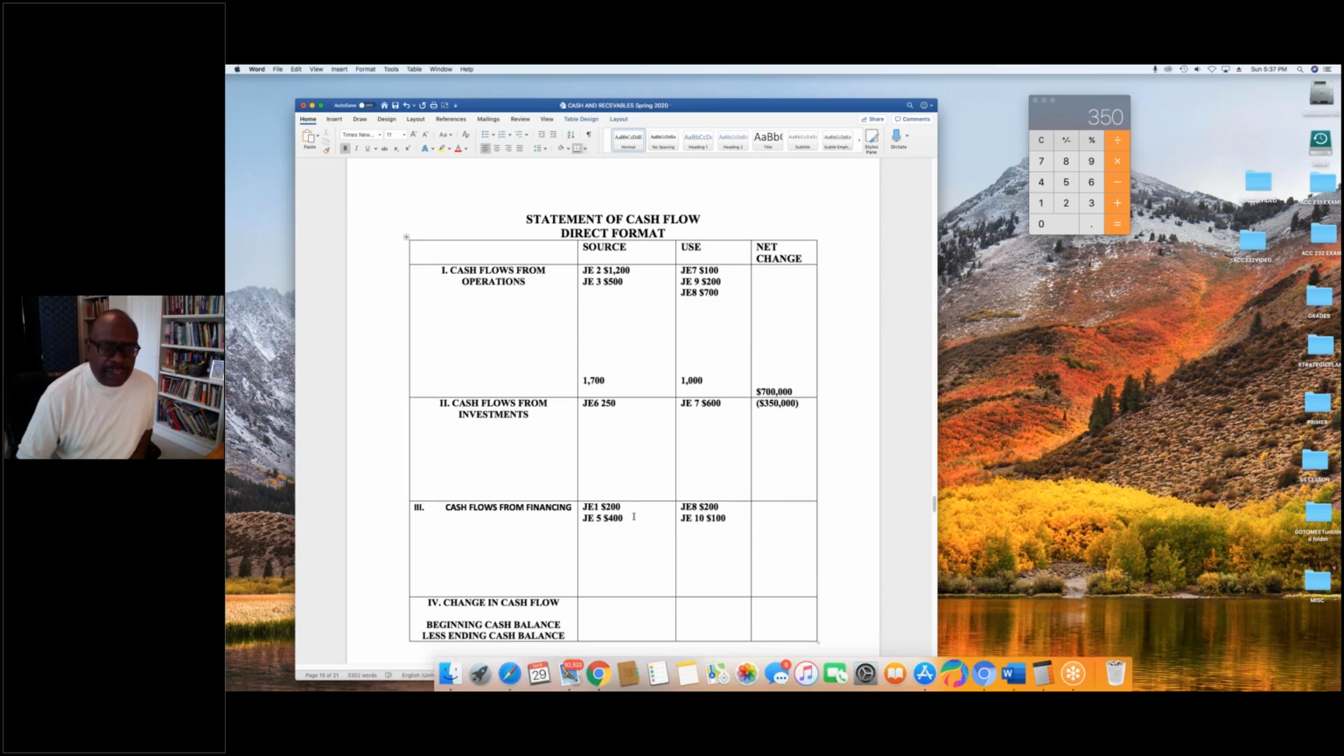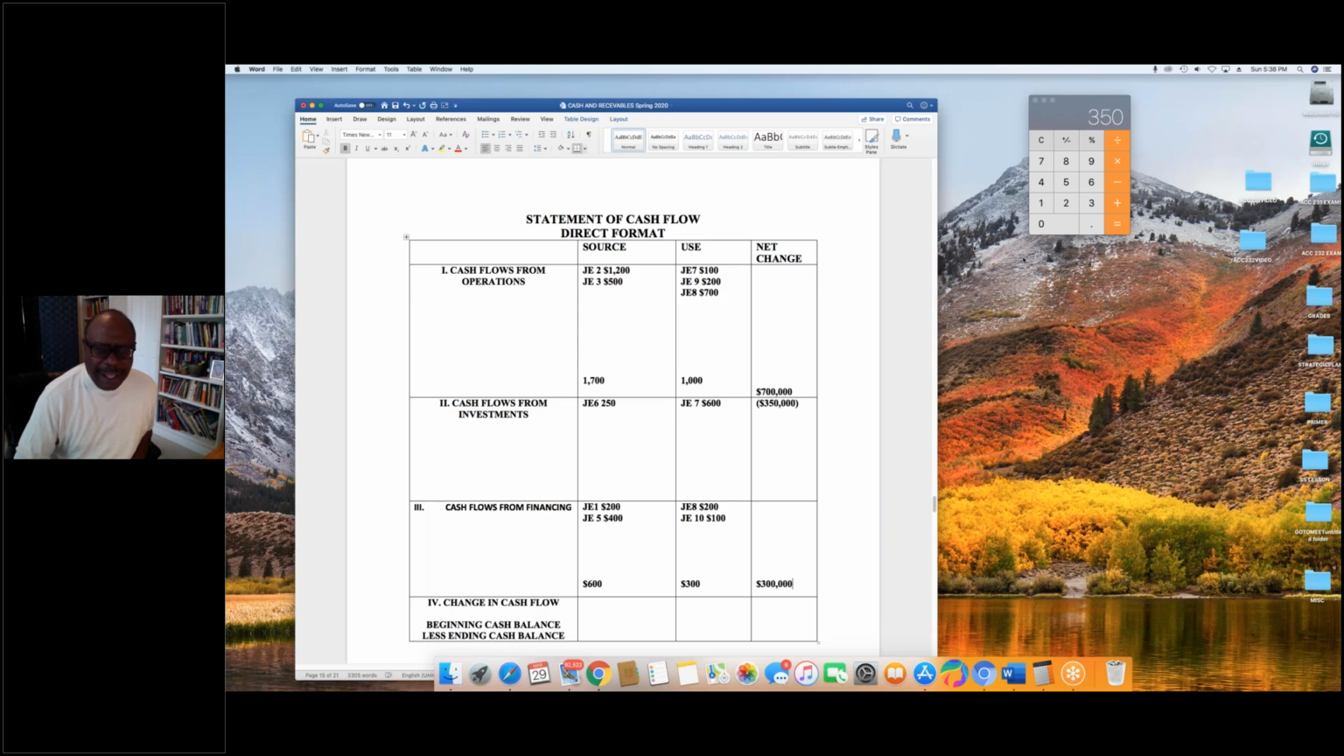Finally, we go to the cash flows from financing. And we find that we have 600 in terms of sources, and our uses, and so our net change in cash from operations was 300,000.